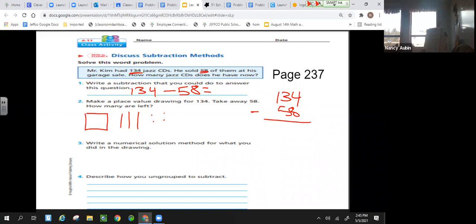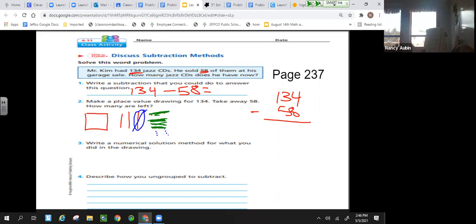Can I take 8 ones away from 4 ones, Ellie? No. How am I going to do that? How am I going to get more ones? I'm going to take this 10 and turn it into 10 ones: 2, 4, 6, 8, 10 ones. Now can I take 8 ones away? Yes. Sure, let's do it. We're going to take 8 of those ones away. They're no longer there.